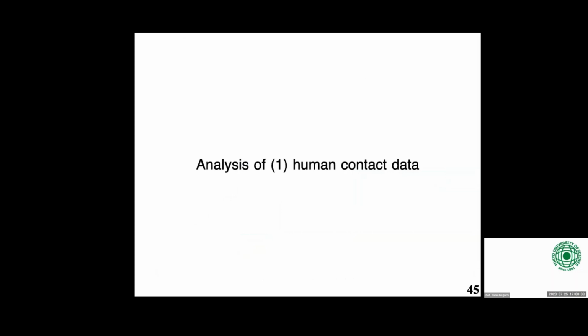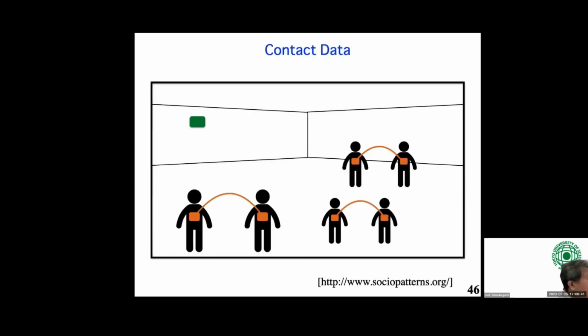So first, I'd like to introduce the analysis results of the human contact data. Data collection uses an active radio frequency identification device, a so-called RFID device, embedded in a badge. These badges are worn by the people. The RFID device exchanges very ultra-low power radio packets in a peer-to-peer fashion. So we can get so-called contact data at relatively high resolution.